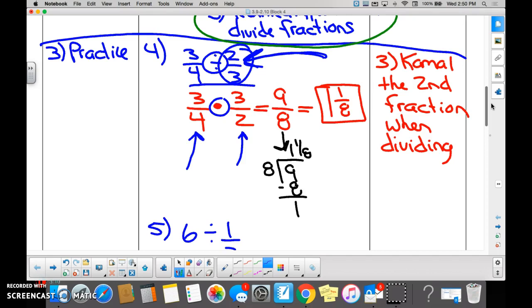All right, so then we multiply 3 times 3, we got 9, and 4 times 2, we got 8. Is this a proper answer? No. We needed to change it into a mixed number, right? Yes. And then this is the process. It's just a division problem.